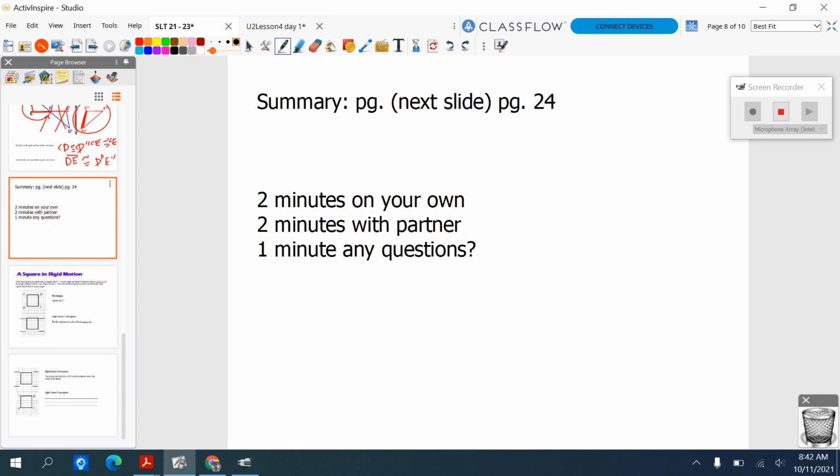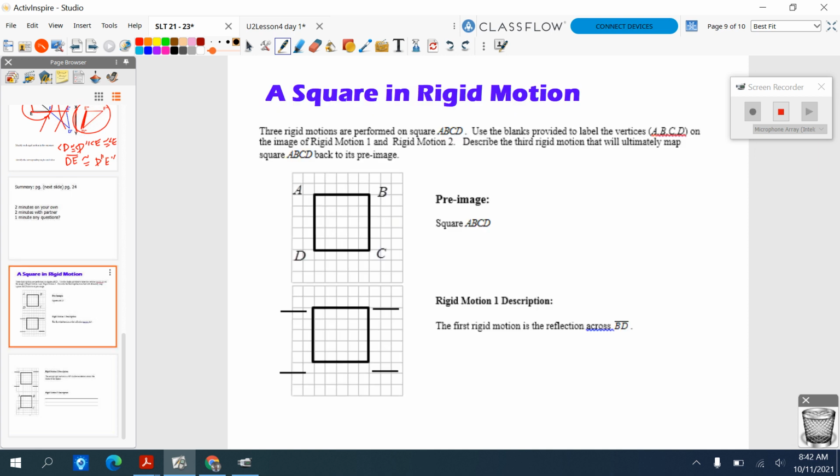I want you to do a quick summary, 2 minutes on your own. And then I want you to check in with a partner. And then, well, this is normally where you'd ask me questions. Ms. Street might be able to help, but I'll just go through it actually. But go ahead and on page 24, basically answer these questions. You're looking at the description and you're filling in where the points would be on the new figure. Okay, so go ahead and do all four on page 24, and then pause the video. And then before you leave, I want you to check in with a partner though, and then we'll just go over the answers.